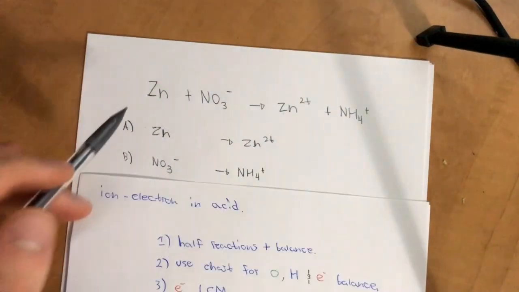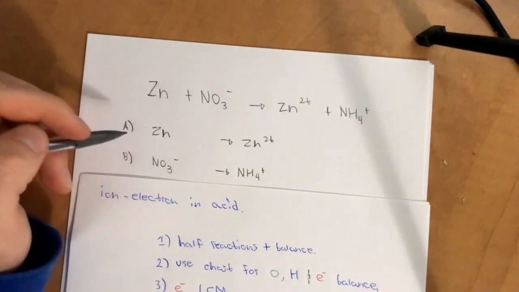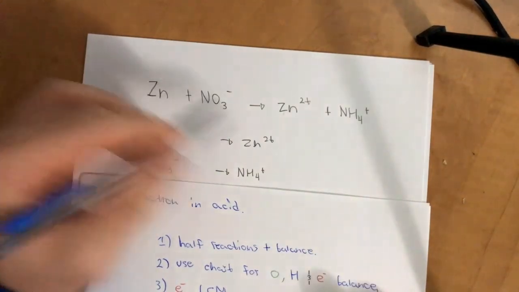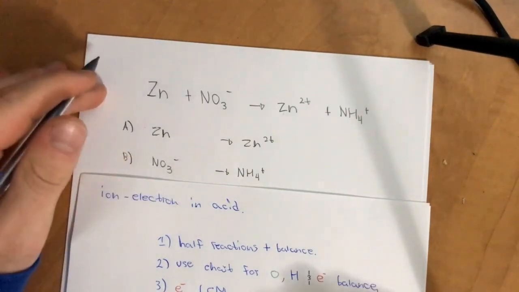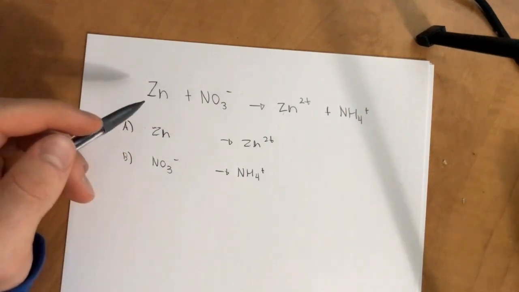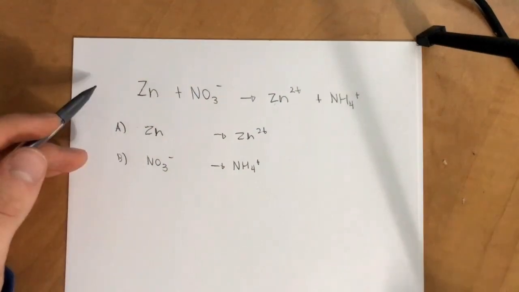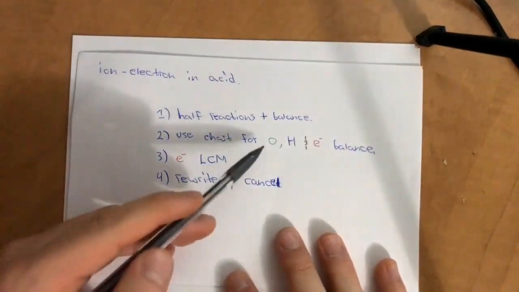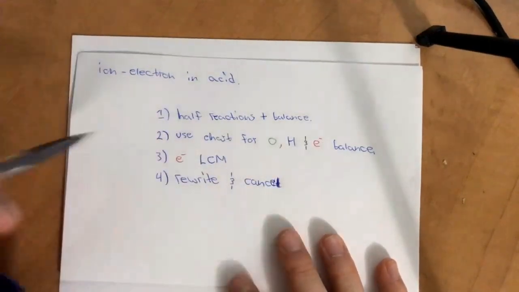Now, you have to balance anything that is not an oxygen or a hydrogen. So in this case, everything is already balanced for us. We have no additional balancing we have to do, other than the oxygens and hydrogens. Moving on to step number 2, use your chart for the OH and electron balancing.